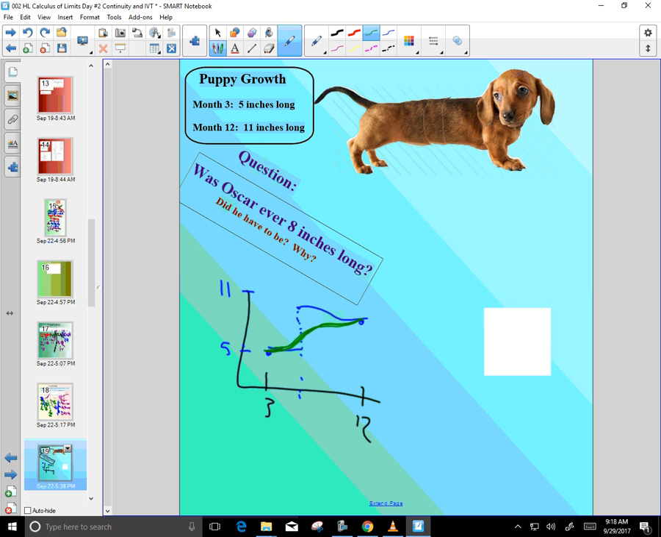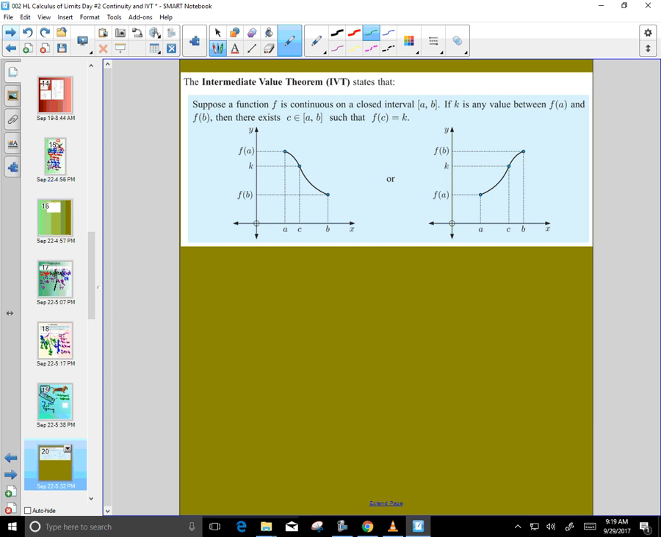So what you have to do is, if you wanted to prove this, you would have to show 2 things: betweenness and continuous. Those are the 2 things that you have to show. Betweenness is easy, continuous is easy. But that's what we're going to see with the intermediate value theorem. Well, let's say that we want to show that there's a y value of k, 8 inches for Oscar.